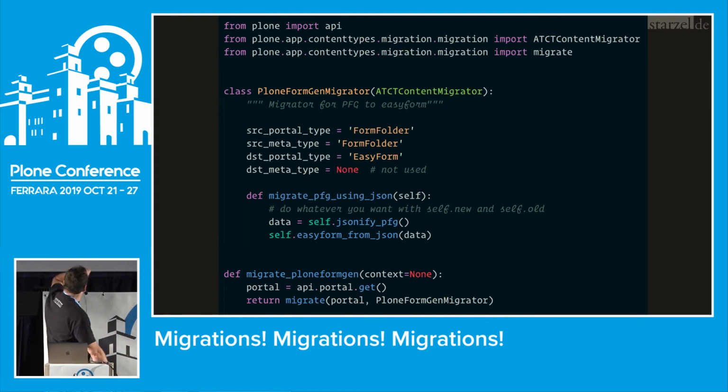So with migrate Plone Form Gen using JSON, this would be called for every single instance of a Plone Form Gen folder. Self old would be the Plone Form Gen form folder. Self new will be a new instance of easy form. It will already have the text, the title, and the description, and like local roles and all that nonsense. But what you can do in data self JSONify, which doesn't exist yet, and self easy form from JSON, passing it the data, is put in whatever is required to move the archetypes field descriptions to JSON, and then turn them into the, what is it, supermodel XML schemata.